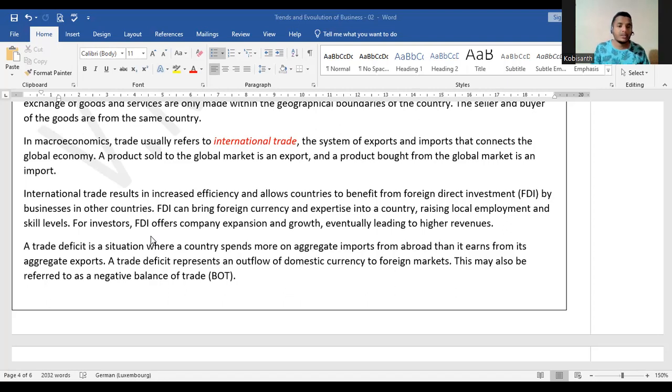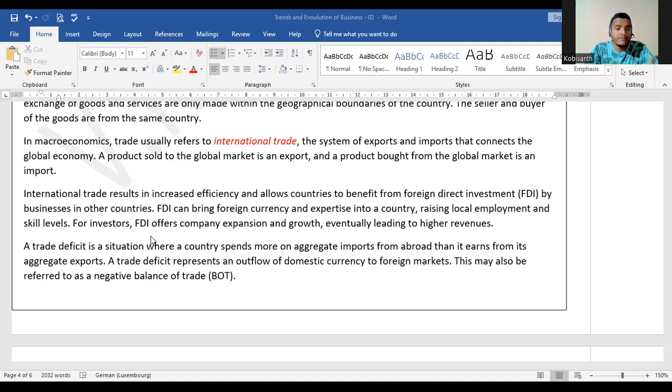That's the trade deficit. So trade surpluses, where certain countries will have trade surpluses. The best example, China has a trade surplus because they export more and they import less. USA is also one of those countries. So you see some of the world's popular economies have trade surpluses because they export more and import less. A trade deficit represents an outflow of domestic currency to foreign markets. So our money is going out.